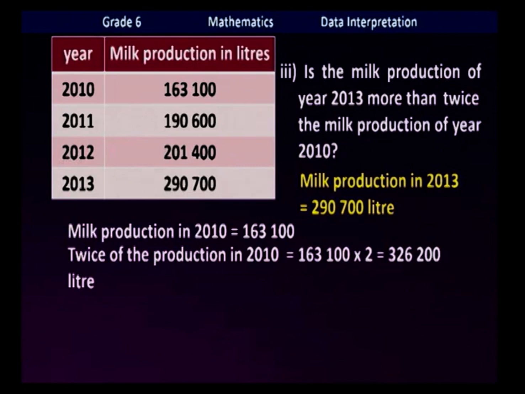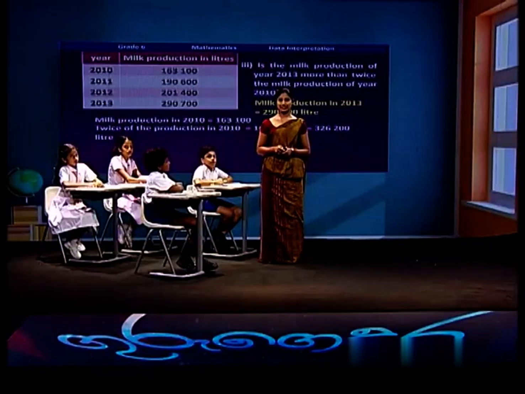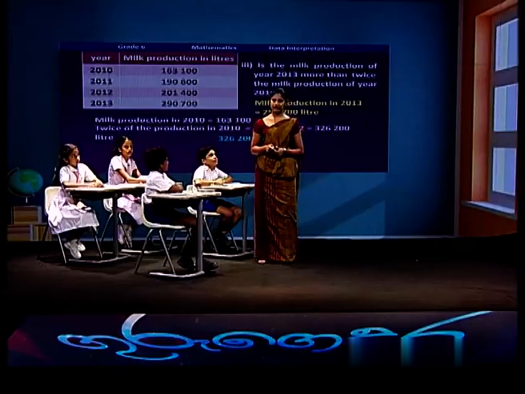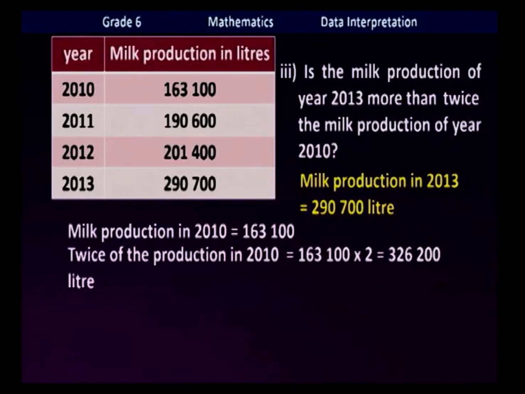So, that is larger than the milk production in 2013. So, we can write it like this. We have to multiply to get twice the production in 2010, that is, after multiplying, 326,200 liters. Then 326,200 is greater than 290,700. So, that is not true.